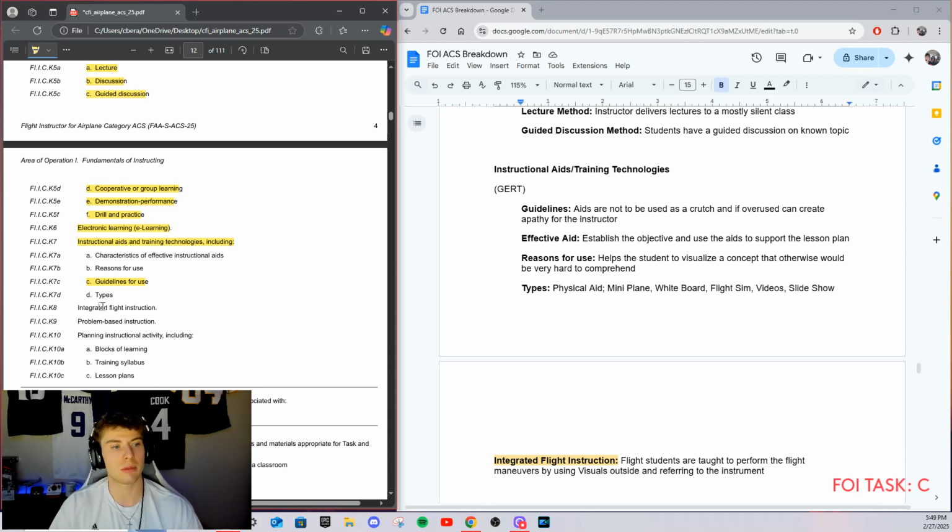And then the types: physical aid, mini airplane, using a whiteboard, using a flight sim. Videos on YouTube can be super helpful, especially for systems, and then a slideshow.